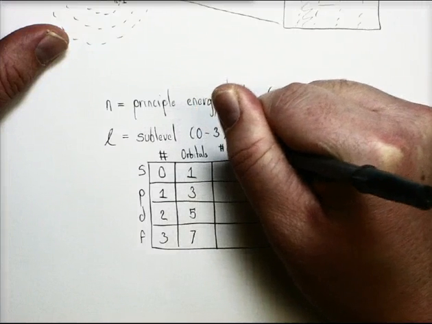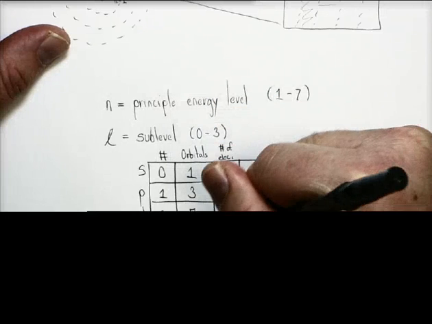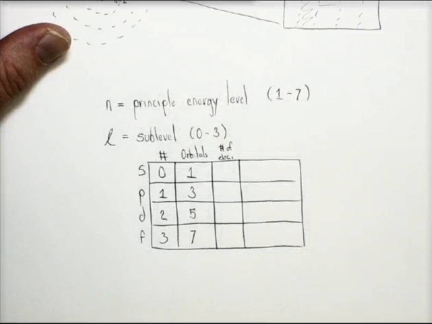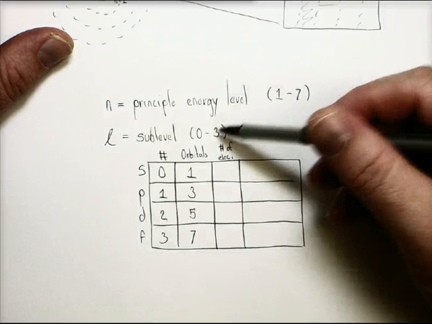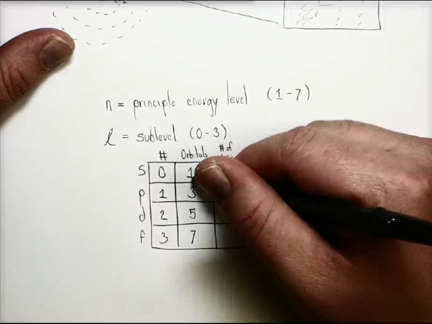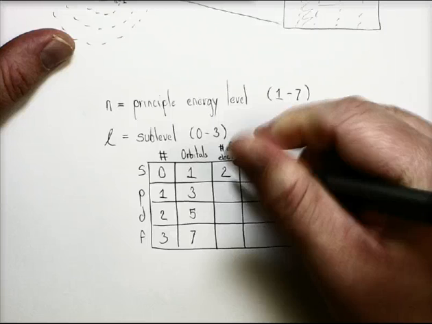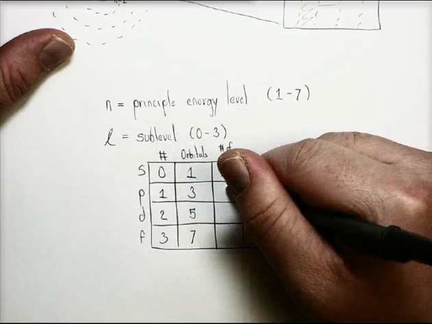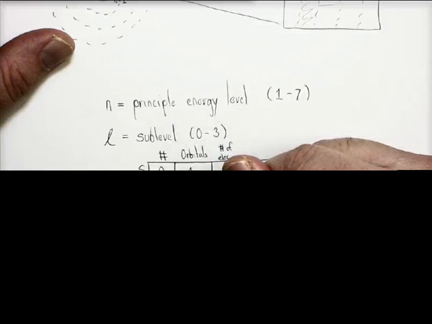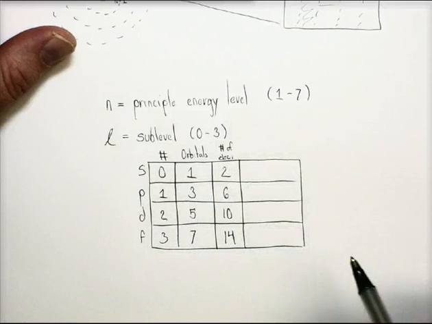And we can use this to say how many electrons each one can hold, which will be very handy for us when we do electron configurations later. Each orbital can hold 2 electrons. So if S has 1 orbital, it can hold 2 electrons. P has 3, so it can hold 6. D can hold 10, and F can hold 14 electrons.